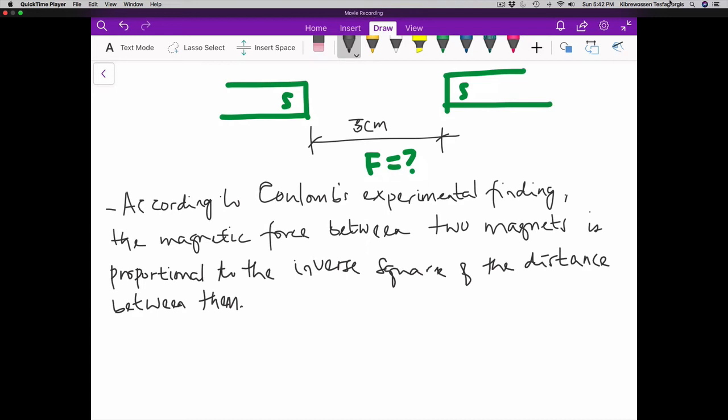Alright. So that means the force between them, if the distance between them increases, the force decreases. That relationship is a square, it's not just that, that's the way it is. So if you use a symbol of proportionality, then that means 1 over r squared.